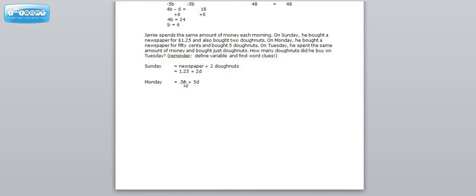On Monday, he found himself a newspaper that was much cheaper, and he only spent 50 cents for the newspaper, but this time he went to the same place, got the same kind of donuts, but he bought 5 of them. So remember, we said that he spent the same amount of money both days. So I can set the equations equal to each other. Now it's just a matter of solving for D. For the sake of time, I combined everything. I didn't show you the steps, but I want you to work the steps, and hopefully you come out with this. So we can see that each donut costs 25 cents.